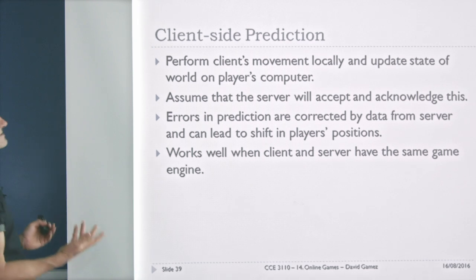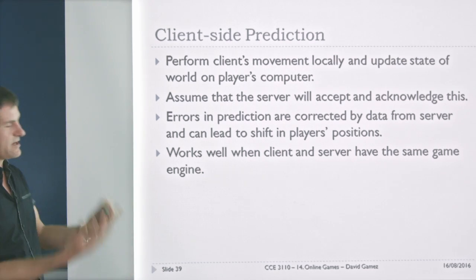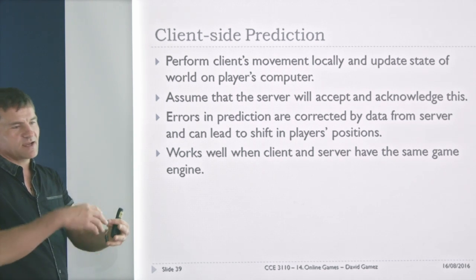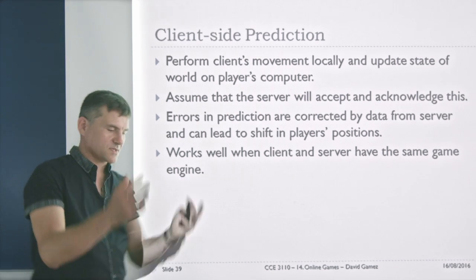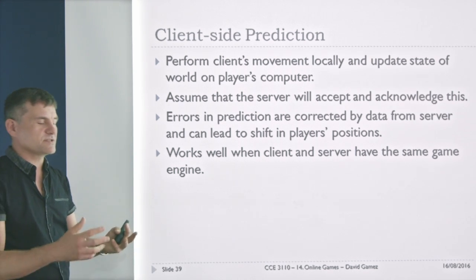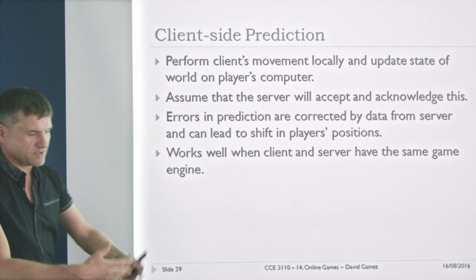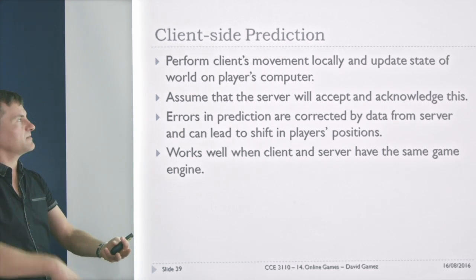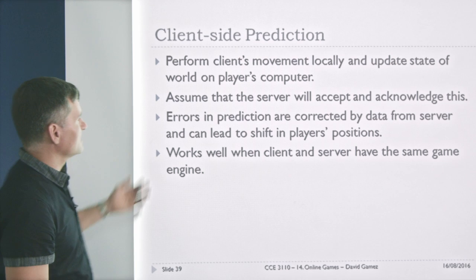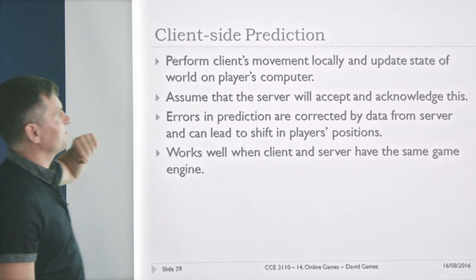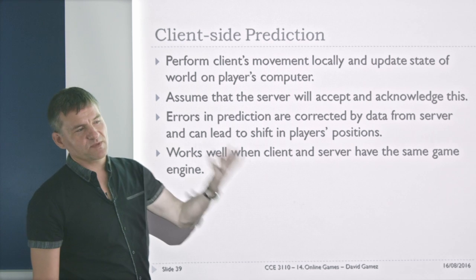So how can you handle this problem? Well, one way you can do this is to predict. You have a local copy of the game, and you have a server copy of the game, and for many of the client's actions, you can just update them locally because you're just hitting a rock. That rock exists in all of the copies of the game environment, and you know what happens when you hit that rock. It doesn't affect any of the other players. So you calculate the client's movement locally, update the state of the world on the player's computer, and you just assume that the server will acknowledge this.